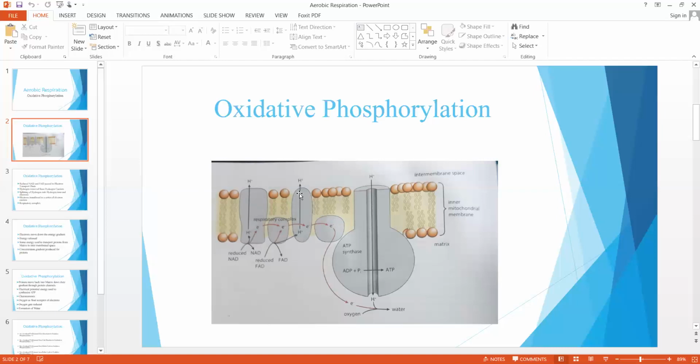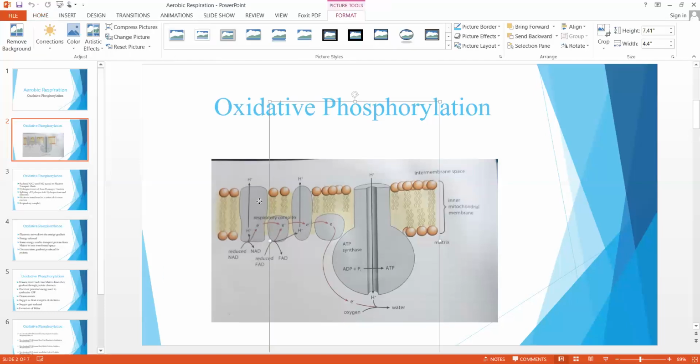The respiratory complex consists of one of each of these proteins. And of course, we say that these electron carriers are associated with these proteins. These proteins are arranged in such a way that these electron carriers are placed in order of their energy level.